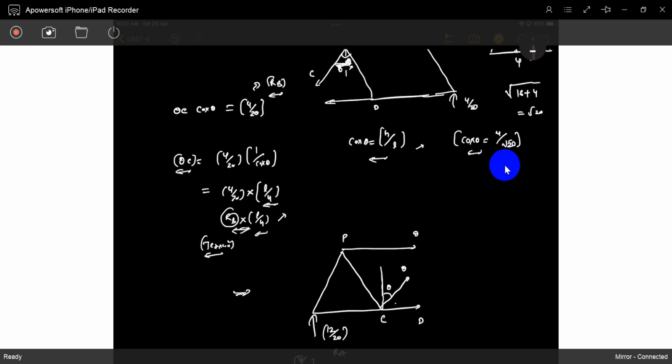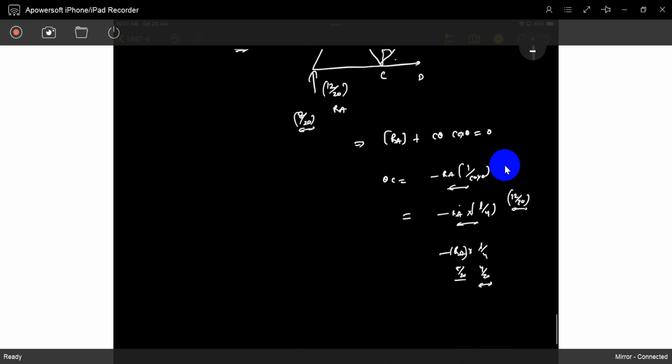Once the load is crossing the C joint, it is equal to RA into secant theta, or RA into L by H. But it's a compression. That's it. RA is multiplied with L by H, and the RA value is changing. That is the idea.